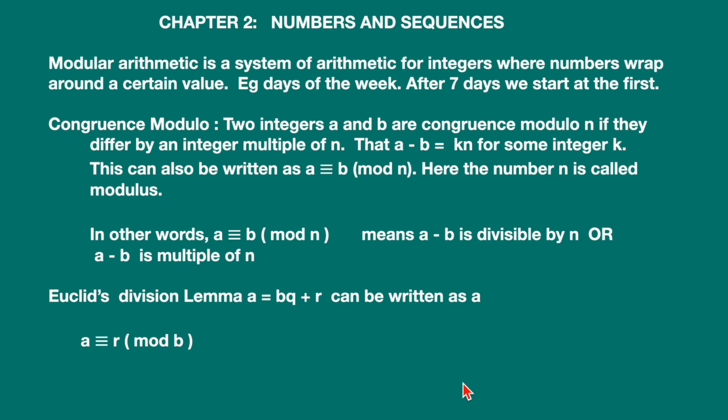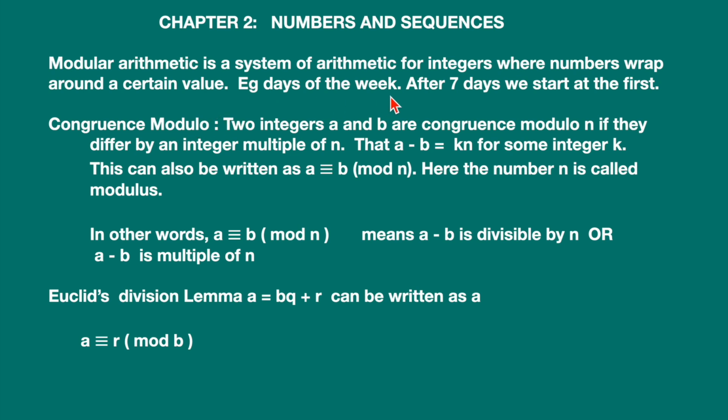We are studying the second chapter, Numbers and Sequences. Today's topic is modular arithmetic. Let's go to the definition. Modular arithmetic is a system of arithmetic for integers where numbers wrap around a certain value.